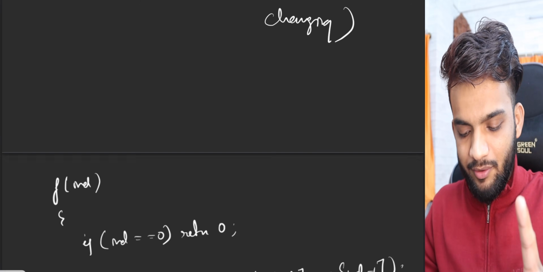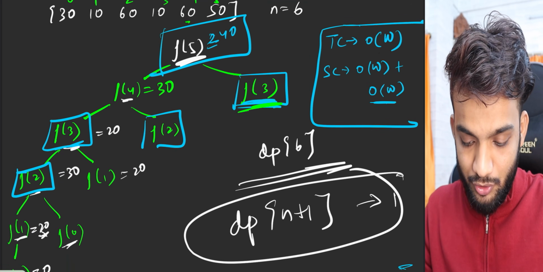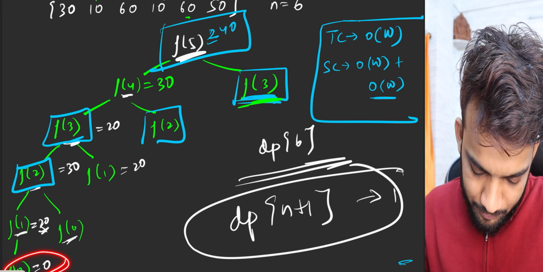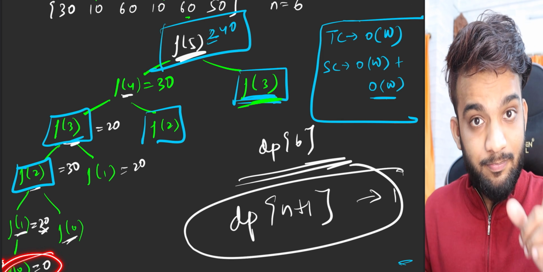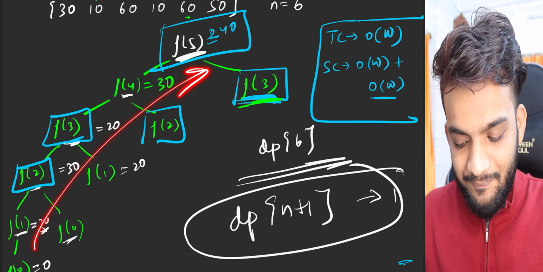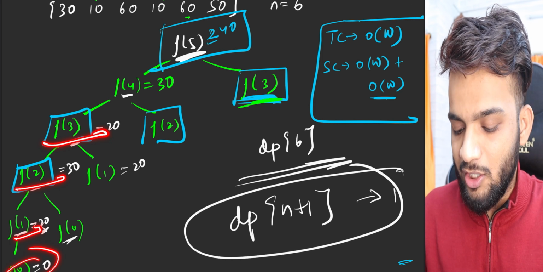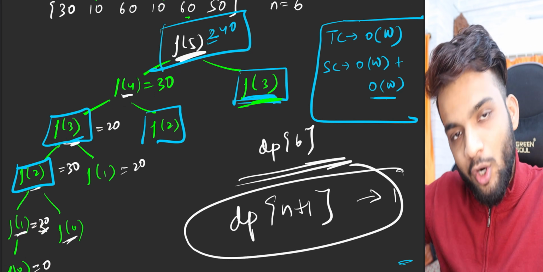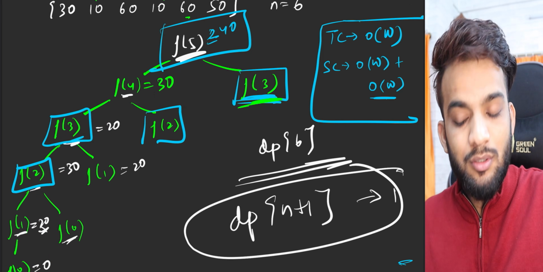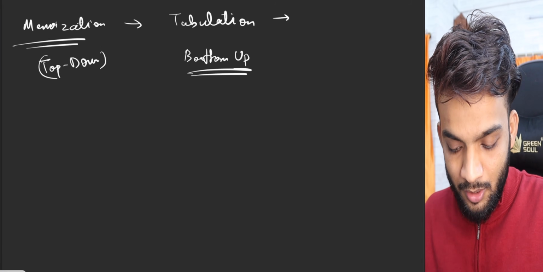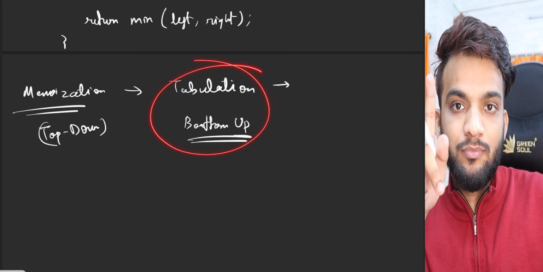So always look at the recursion tree. What's at the bottom? So you'll go up and then you'll fill it. You'll take 0, you'll fill 1, then you'll fill 2, then 3, then 4, then 5. You'll go from the bottom to the top. So that's tabulation. Understood? Now, what did I tell you in tabulation?